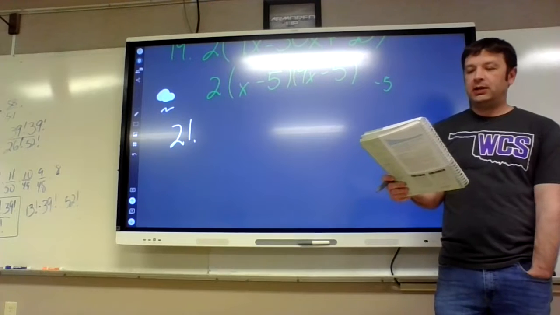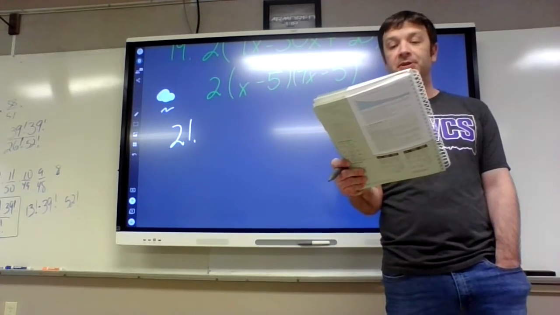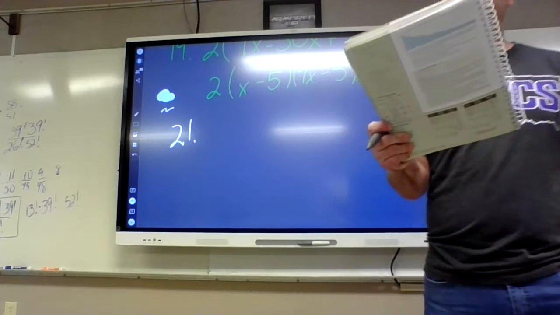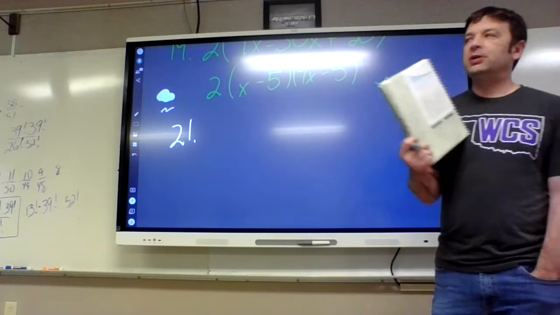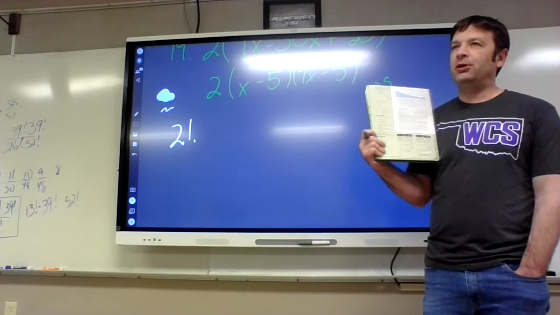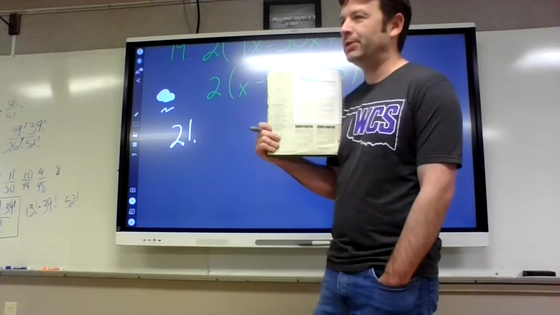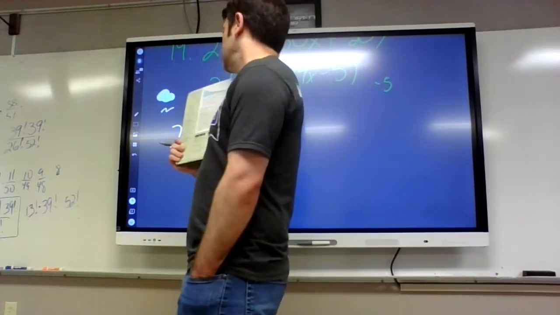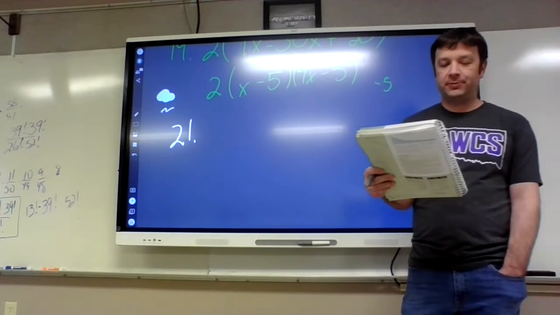Alright, number 21 says factor completely, so kind of the same thing we were just doing. If the polynomial will not factor over the set of integers, write prime. So they're telling us there's some primes in here. There are 2 odd primes and 2 even primes.